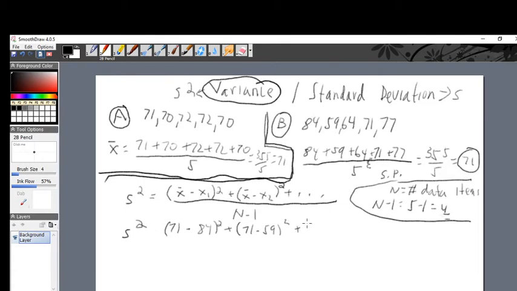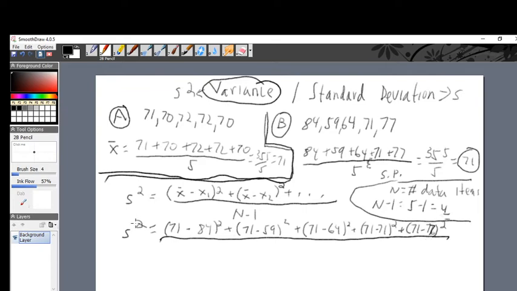Then we go to the third item, 71, the average, minus 64 squared. Then 71 minus 71 squared is going to be 0, but that's okay. And then finally, 71 minus 77 squared. And we've run out of data items. We've done all 5: 1, 2, 3, 4, 5. Divided by what? This is s squared. I've got my equals. I'm getting small things here, but they're important.